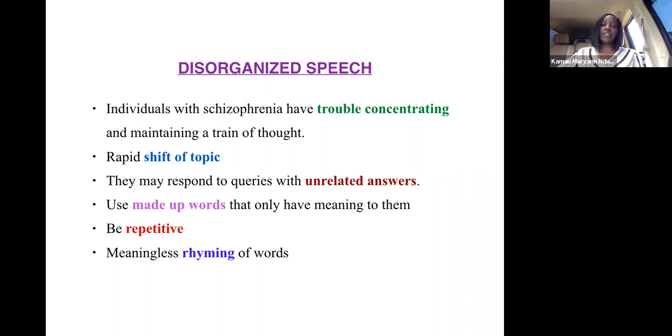Individuals with schizophrenia have trouble concentrating and maintaining a train of thought, which may come off as a rapid shift in topic. They can't finish talking about one topic before going to the next. The second is they respond to questions with unrelated answers. They use made-up words that only have meaning to them. They are very repetitive and use meaningless, rhyming words.